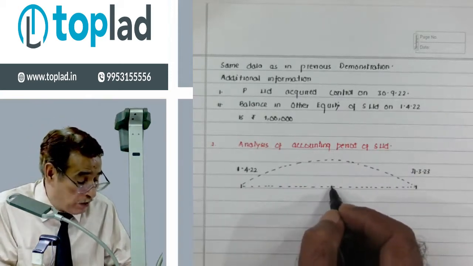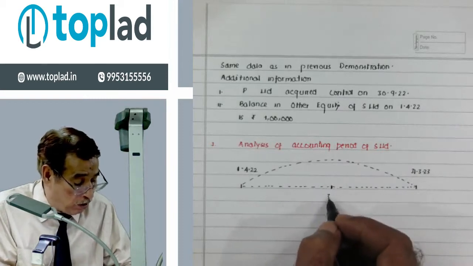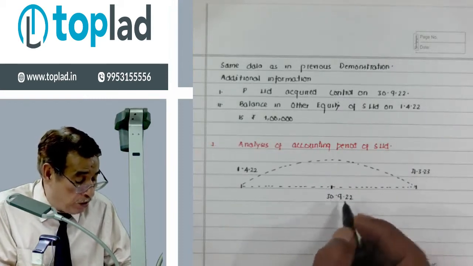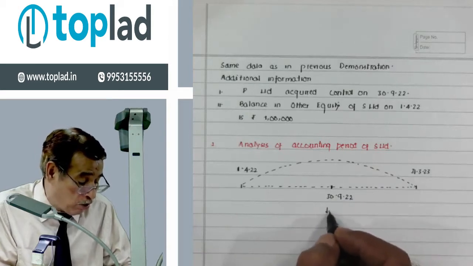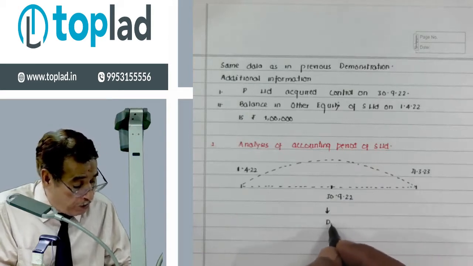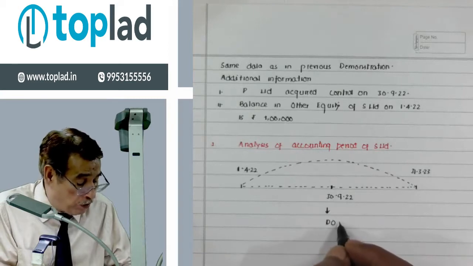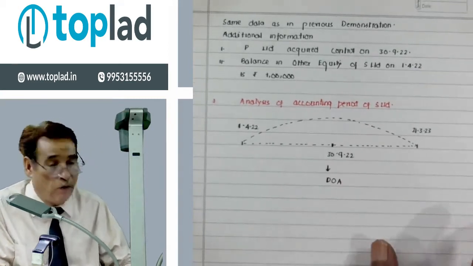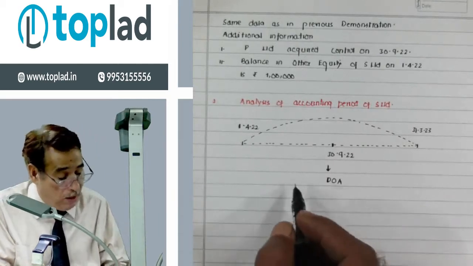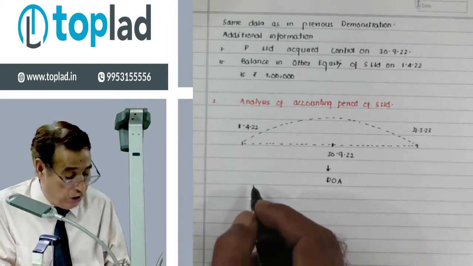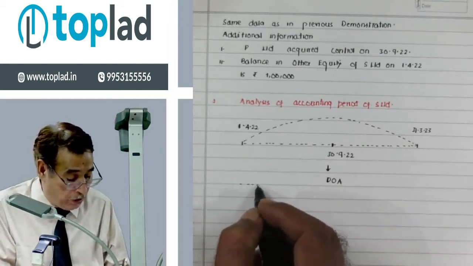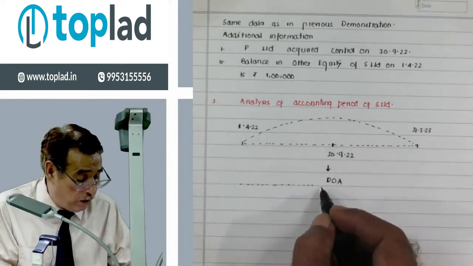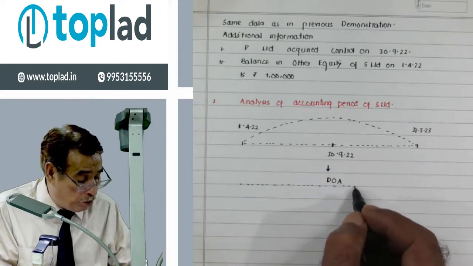However, control is acquired on 30th of September 2022. This is the date of control, date of acquisition, because you will acquire control only when you acquire the shares. Once you have noted down the date of control, your next step is to divide the current accounting period into pre and post period.